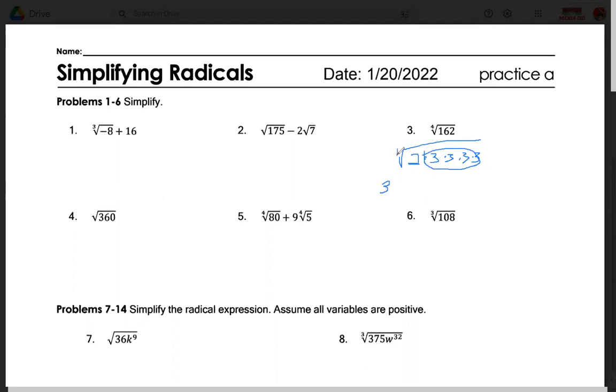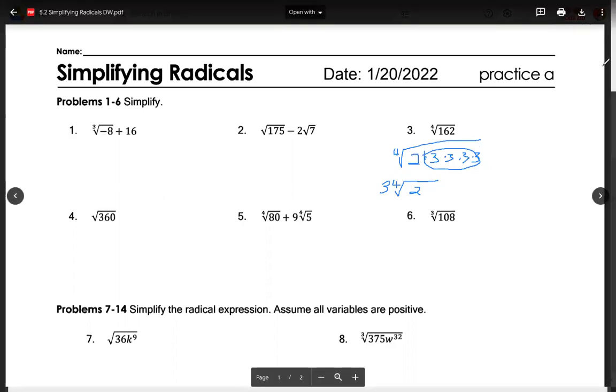I forgot my little 4 right there. Don't forget that, that's important. Then it'd be 3 fourth root of 2. Now, a lot of kids get confused. These are not multiplied or anything. The 3 is actually in front of the radical here. It's just kind of hard to draw on the paper. Okay. So that's kind of what we were going to be focusing on for today.